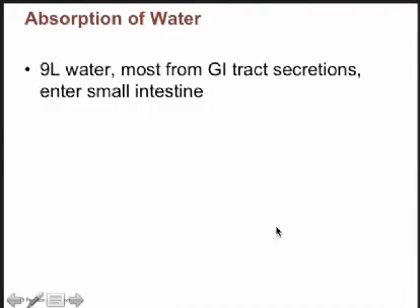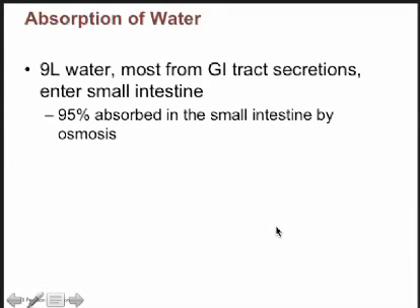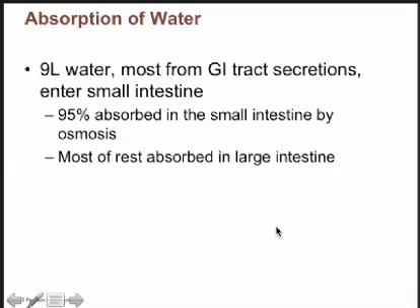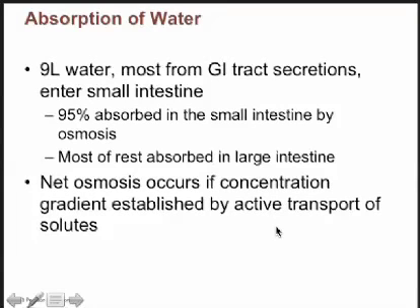Okay, 9 liters of water, most from GI tract secretions, enters the small intestine. 95% of this is absorbed in the intestine by osmosis. Most of the rest is absorbed in the large intestine. Net osmosis occurs if concentration gradients established by active transport of solutes are present. Basically, this follows the old rule that water will follow solutes.